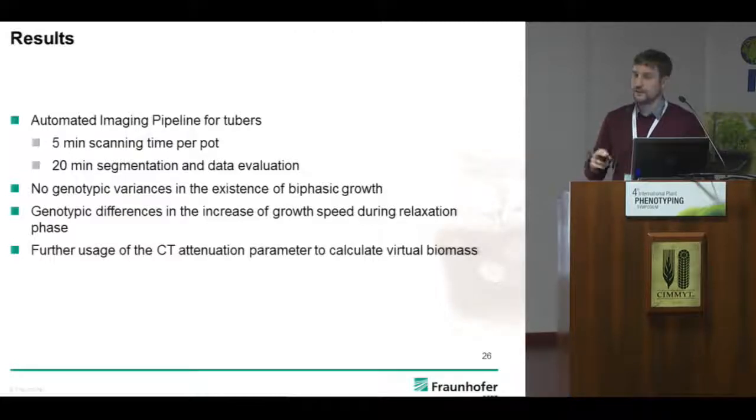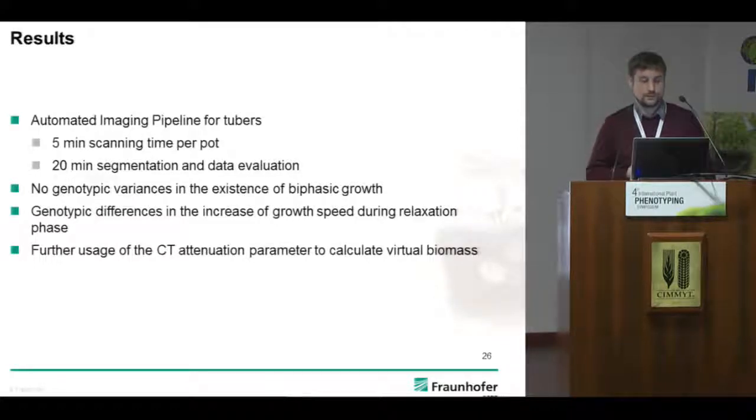a completely automated imaging pipeline for potato tubers. We can scan 5 minutes for a pot, and afterwards in the background you can run the segmentation and data evaluation algorithm in parallel, also automatically, which needs about 20 minutes. We couldn't find phenotypic variances in the existence of the biphasic growth, so each of the varieties we scanned showed a biphasic growth behavior, but there was a genotypic difference in the increase of the growth speed after releasing of the stress.